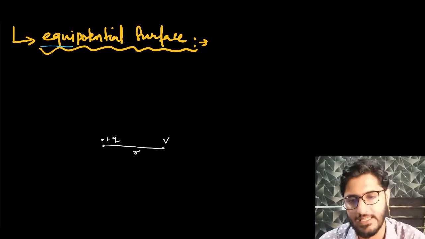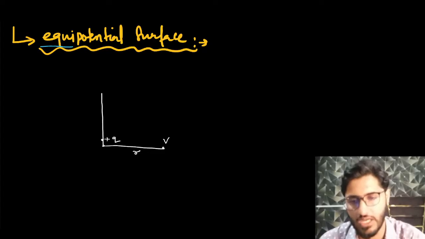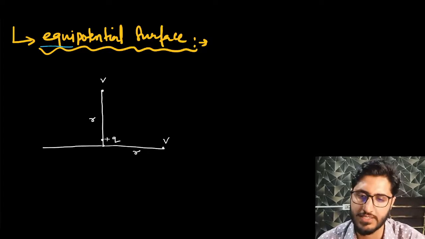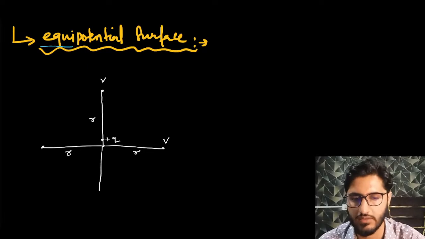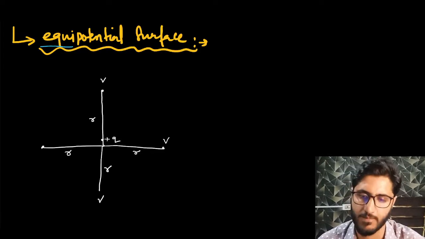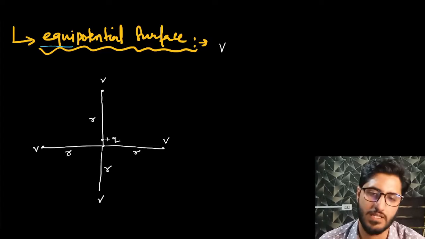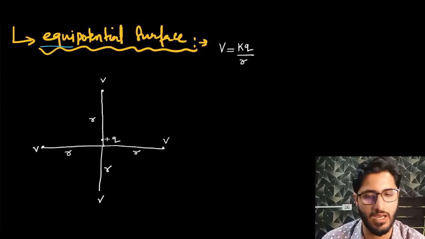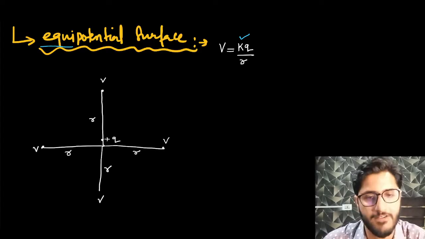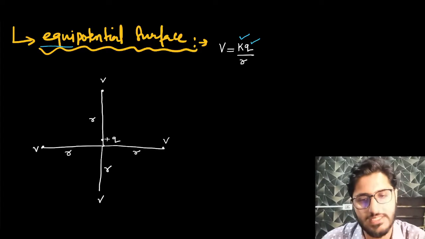If we go the same distance r on the left side, my value will be V also. If I go r here, it is V. Why? Because V is equal to kQ by r. You can see from this figure, sir, k is constant, so it is constant everywhere. It doesn't change. Q, the same charge, is everywhere.